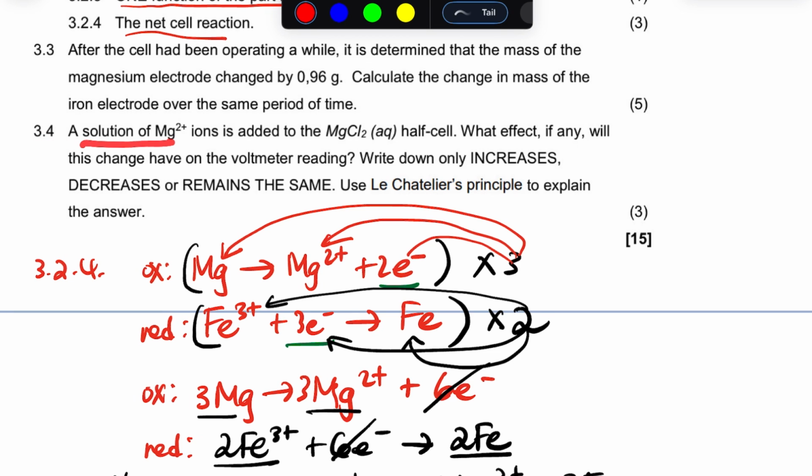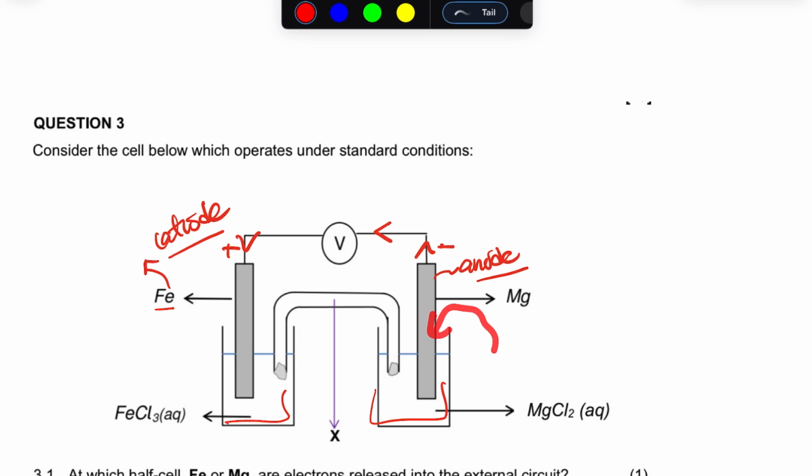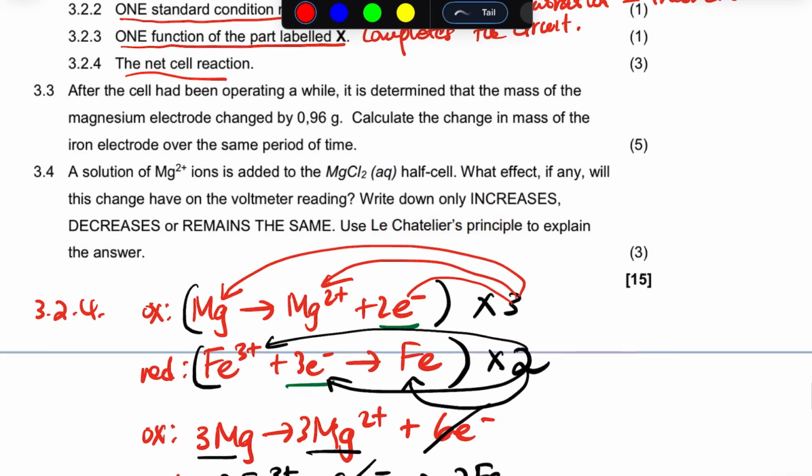Okay, now let's go to the last question. 3.4 says a solution of magnesium ions is added to the magnesium chloride half cell. What does it mean? It means they added a solution there, in other words, they increased the concentration of the magnesium ions in the solution of magnesium chloride. So the question is going to ask about the EMF. It says what effect, if any, will this change have on the voltmeter reading? Write down increase, decrease or remain the same. Use Le Chatelier's principle to explain.